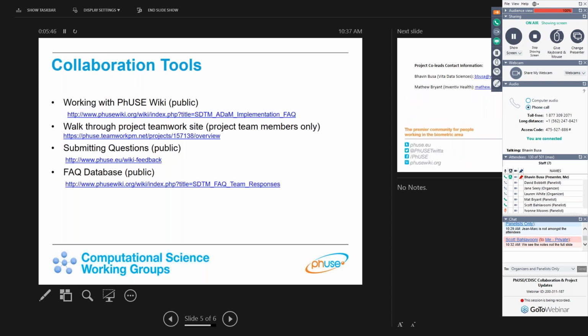And I'm going to go directly to the collaboration tools. We want to take this opportunity, for the people attending, I see about 130 people in the industry, to let you know that there is a place on our PhUSE wiki where you can submit your questions. There's already a database that has been created. It's still a work in progress, but we have a database that Matt and I will go over and show you.